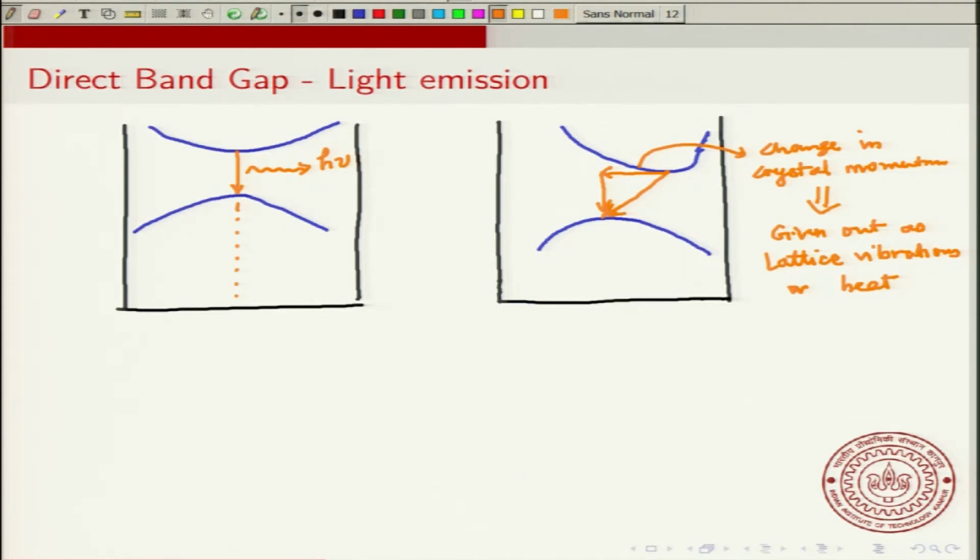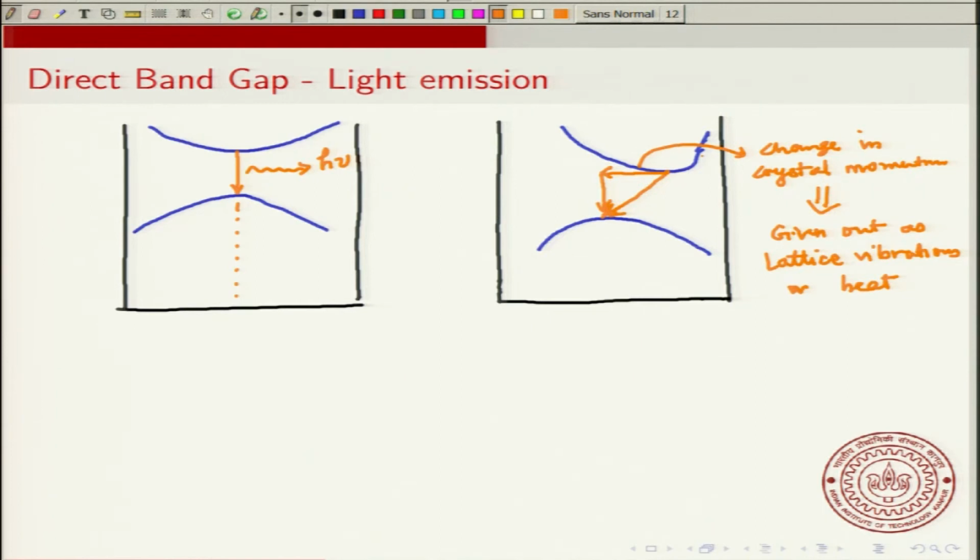During such a process, because the crystal momentum is changing a lot, there will be large lattice vibrations and a lot of heat will be generated. A lot of heat will be generated during this process, but you won't get any light emission.